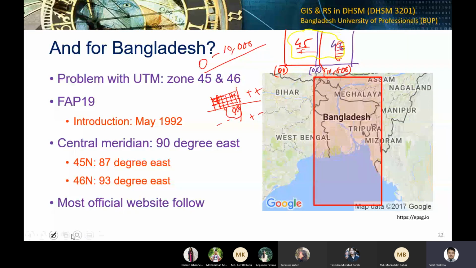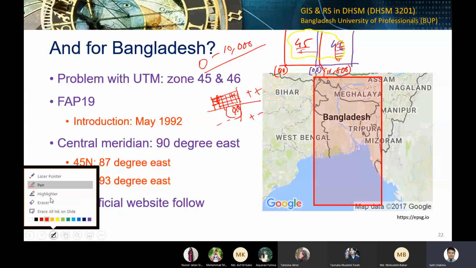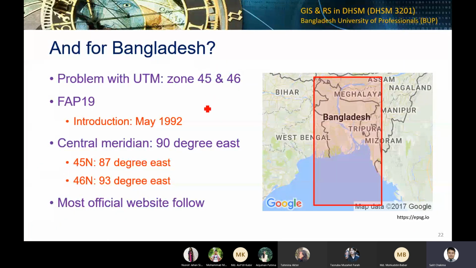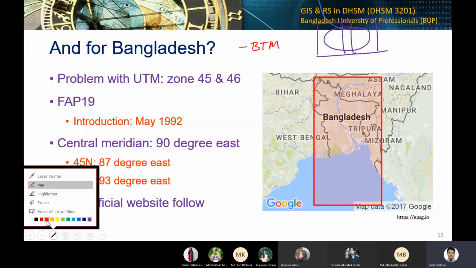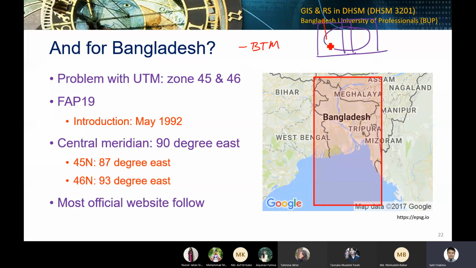So how to overcome that? To overcome that, we have developed BTM, Bangladesh Transverse Mercator. And how did we do that? It's very simple. We have two zones of UTM and Bangladesh in between. So we said, okay, how about we combine these two zones and have our own origin point.